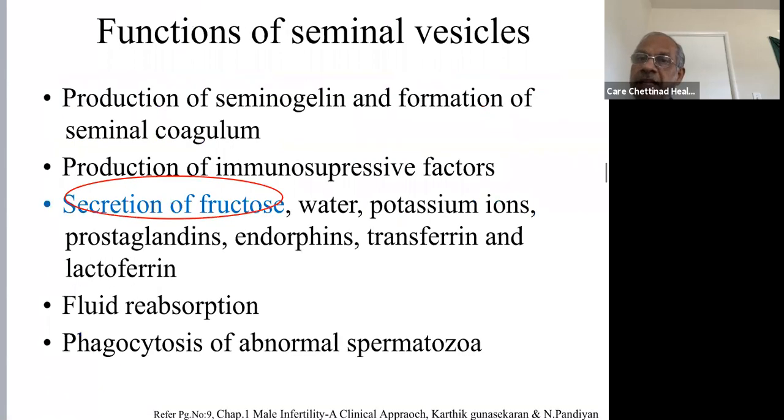The seminal vesicle has a crucial role, as I told you before. One of its markers is fructose. Besides, it produces a lot of other substances. It also produces semenogelin, which is important for forming the coagulum. As all of you know, soon after collection, semen forms a coagulum and gradually liquefies. This is important to keep the semen in the vagina, and this coagulation is crucial.